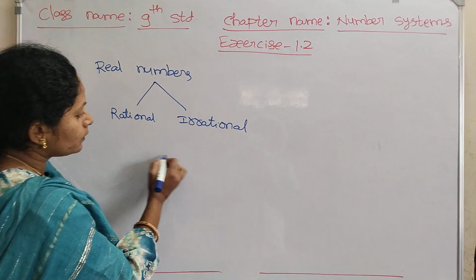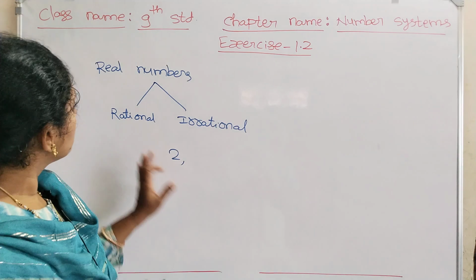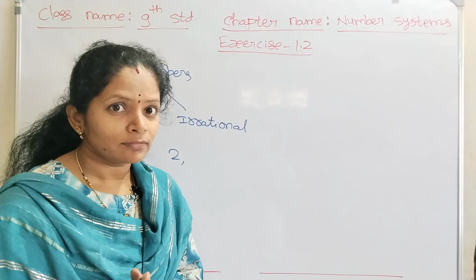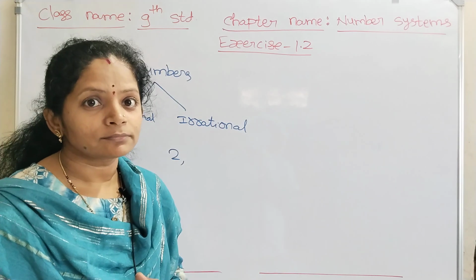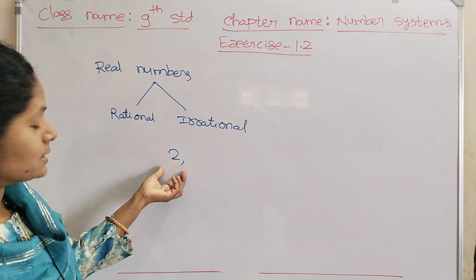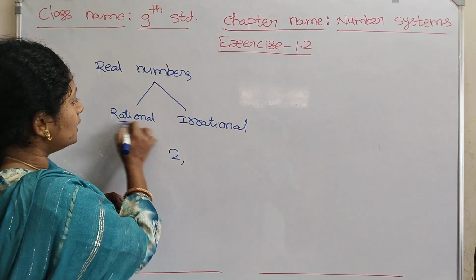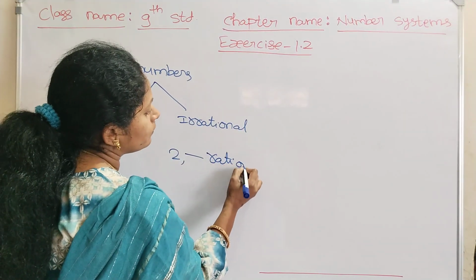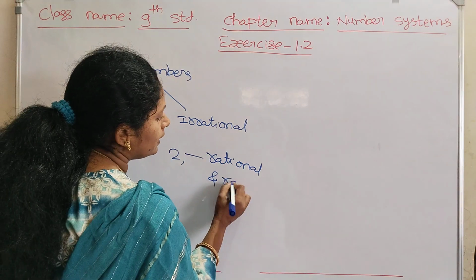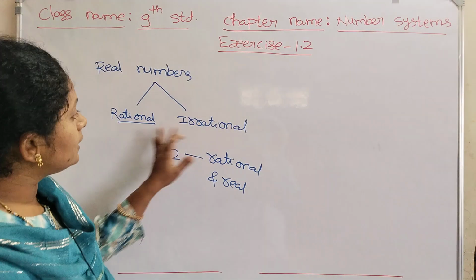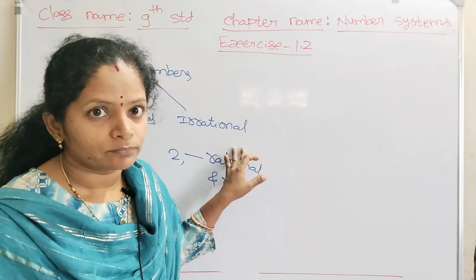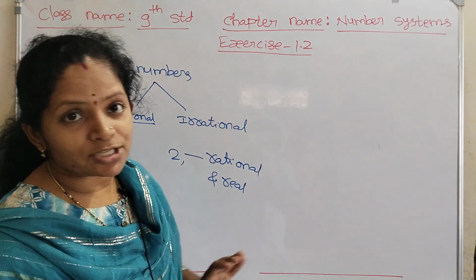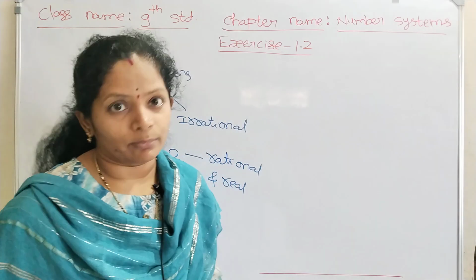If I say 2, is it a real number or rational or irrational? What is your answer? Think about it. Now, 2 is a rational number and it is also a real number, but it is not an irrational number. Means there is no overlap between rational and irrational. These two are separate sets of numbers.